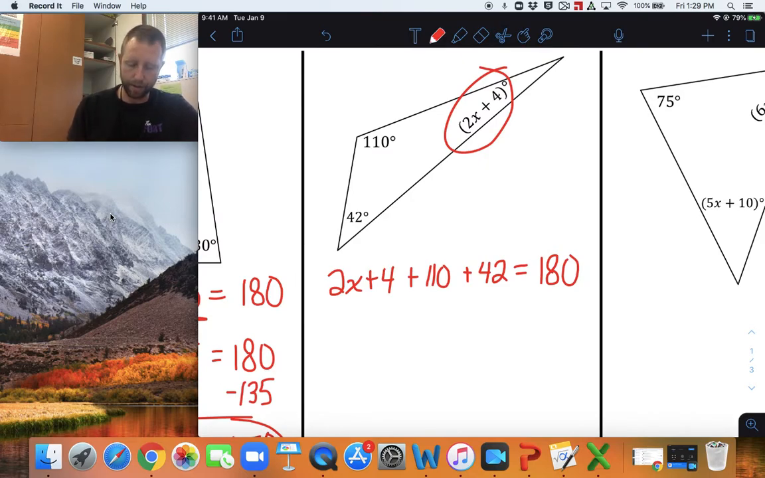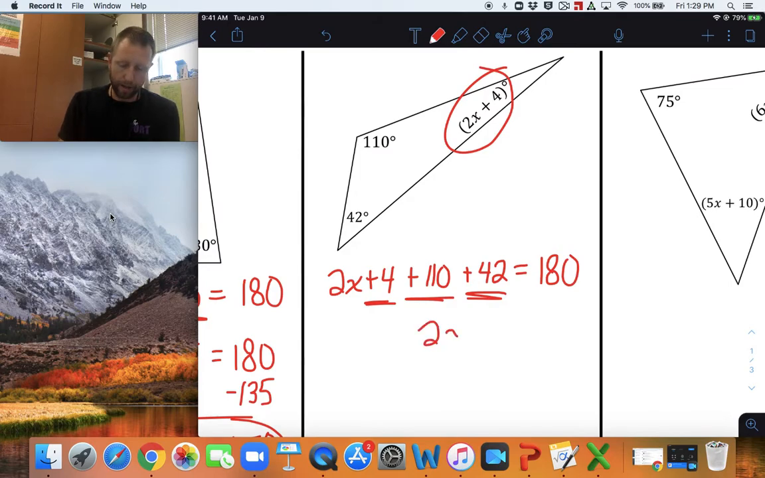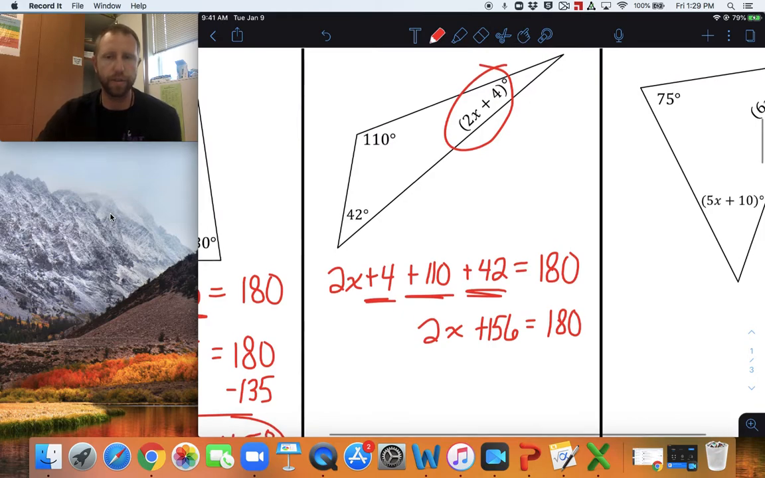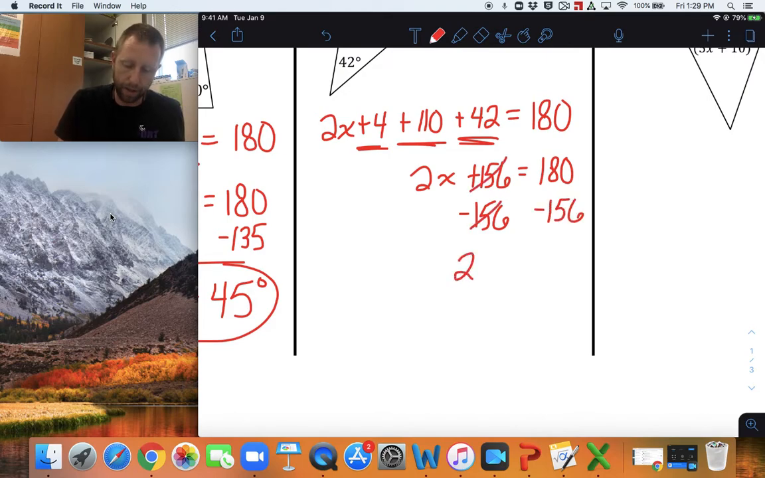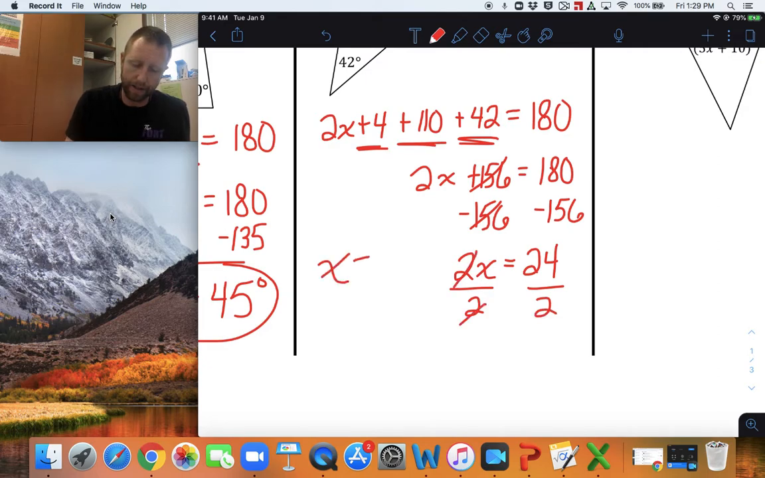So this time I've got some more like terms. I've got this plus 4, this plus 110, and this plus 42. So when I add all of those together, I end up getting 2x plus 156 equals 180. Now it's just a two-step equation, so still using inverse operations, but now I have to do it twice. I'm going to eliminate all the other numbers so that it's the x by itself. On both sides I have to subtract 156, and I'm left with 2x equals 24. My last step would be to divide both sides by 2. So I'm going to divide both sides by 2, and I get x equals 12.